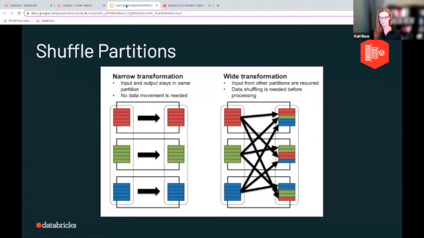Make sense? Yep. Thank you. Okay. And that actually, shuffle partitions, that's right where I was at. So perfect.